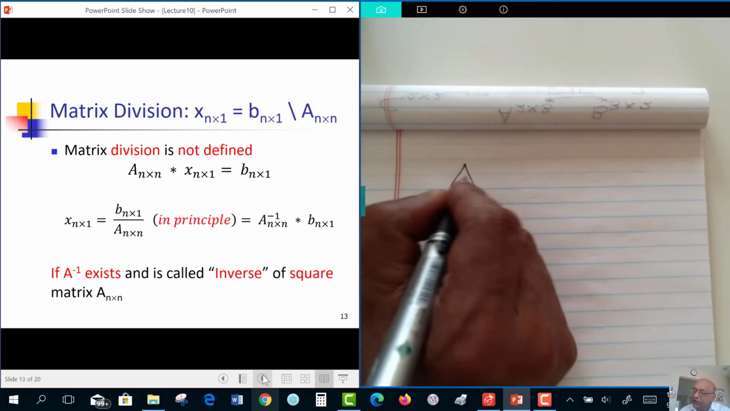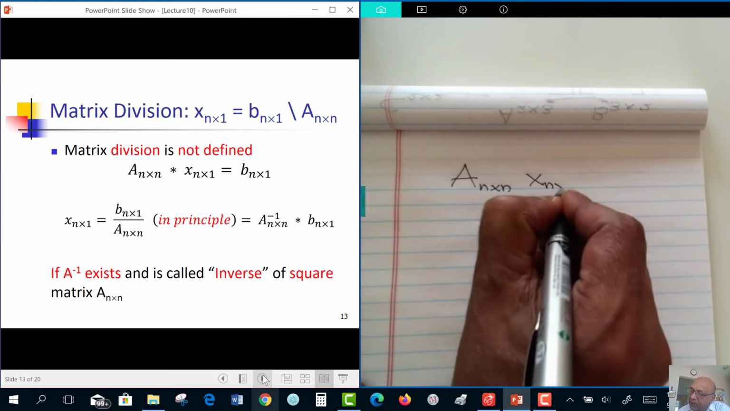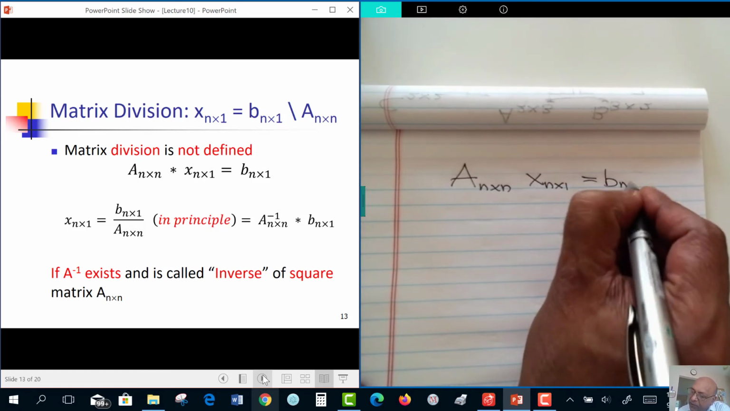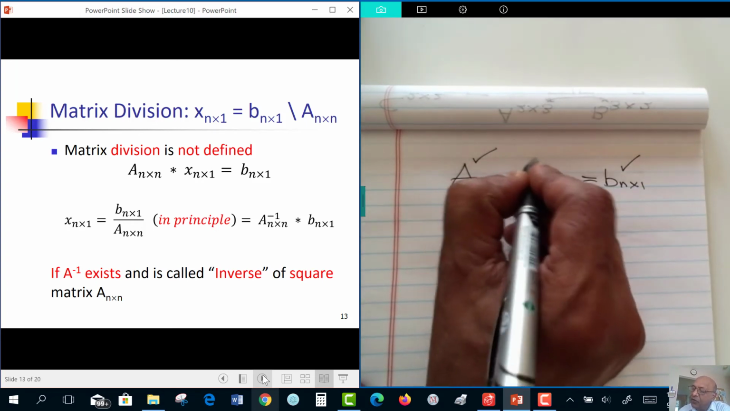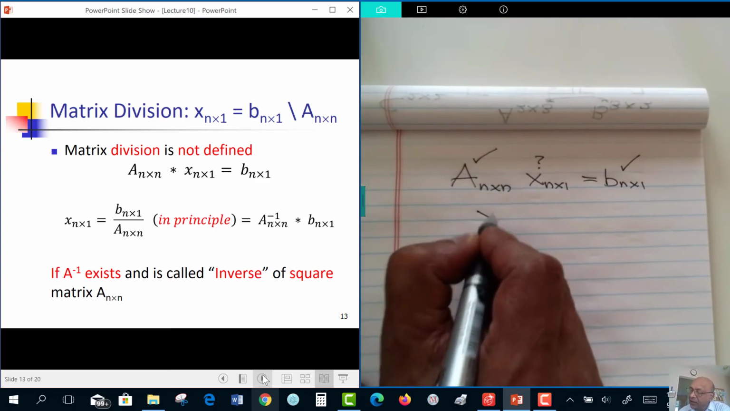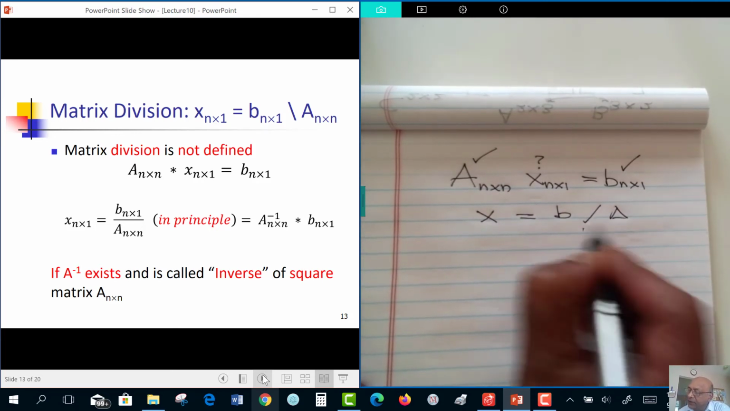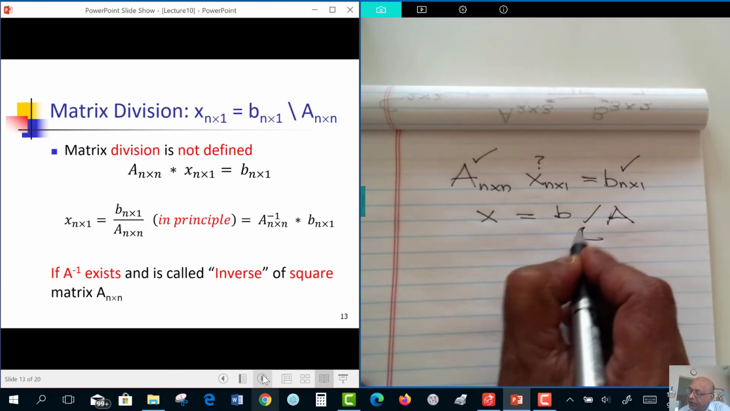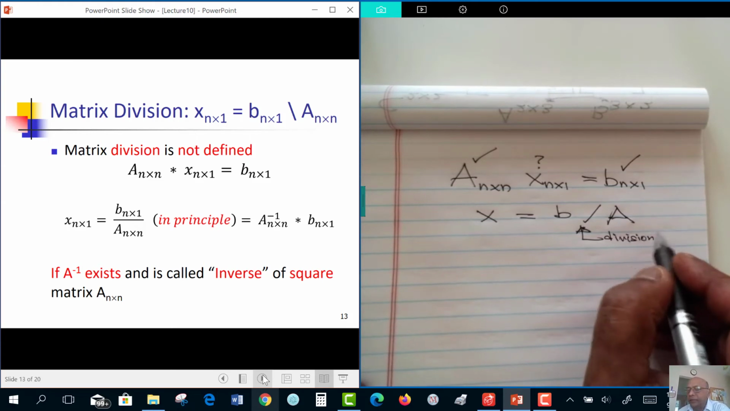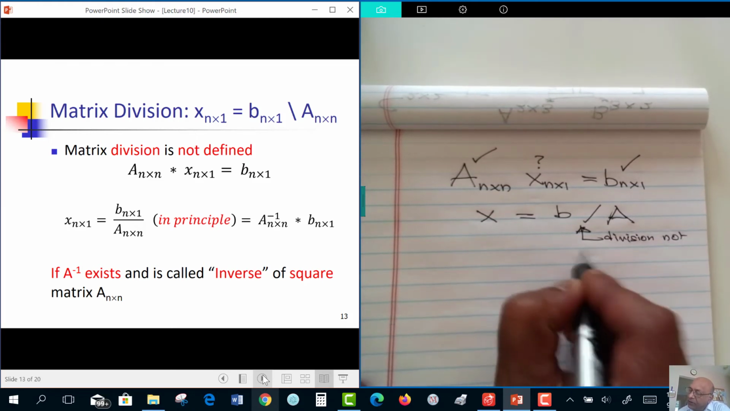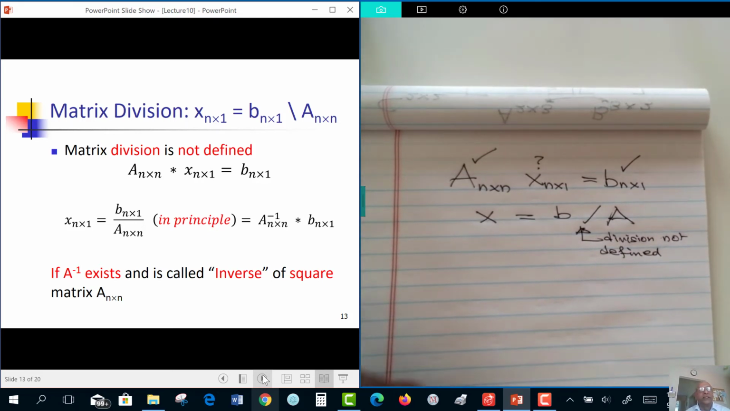So if we have a system of equations, A n by n times x n by 1 is b n by 1, which is a linear system. We know A, we know b, we want to find x. So you might say, well, let's take b and divide it by A. But this division is not defined. So we need to simulate it. And that's what linear algebra or linear systems are all about.